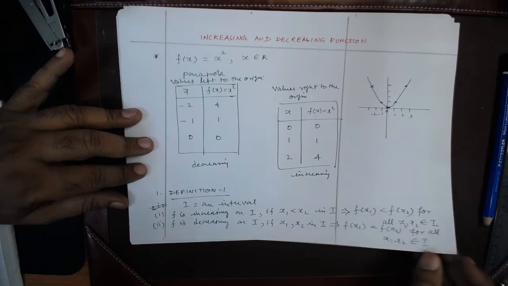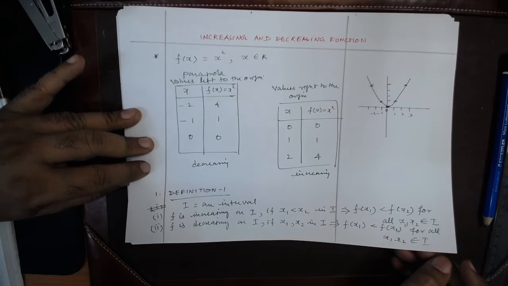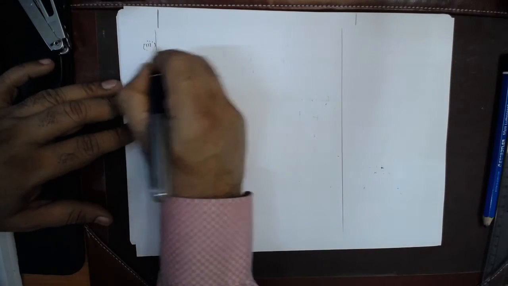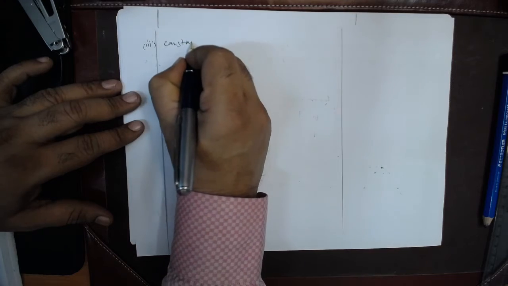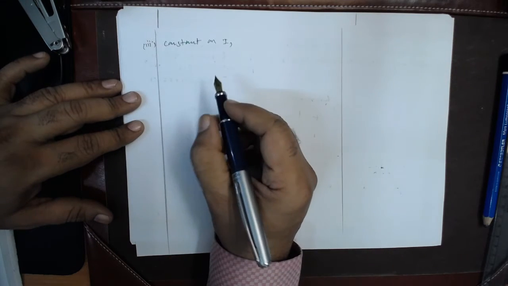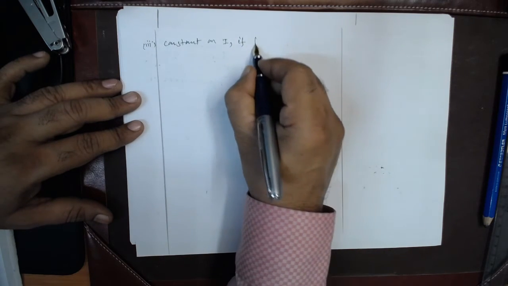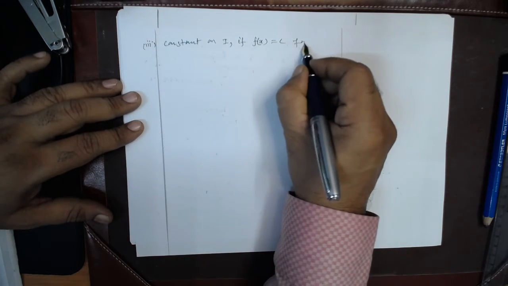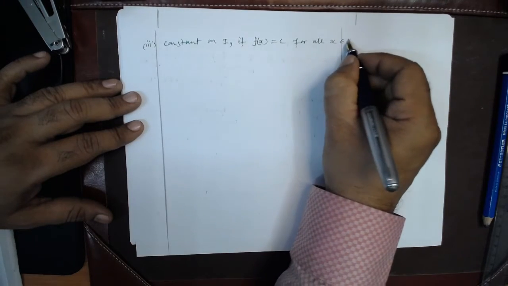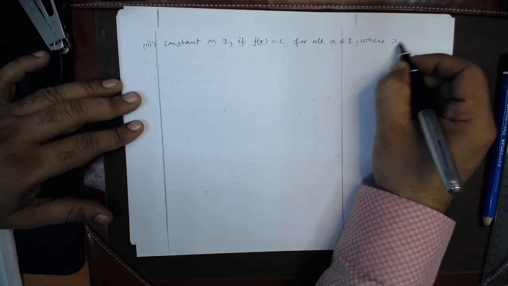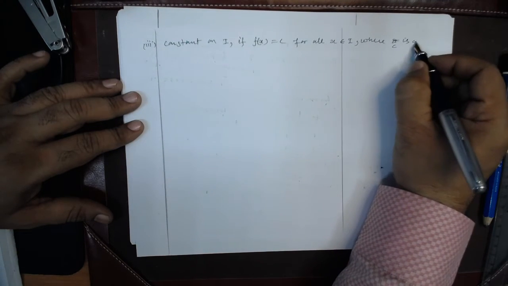And then the third one, the function is constant on I if f of x is equal to a constant, so for all x that belongs to I, f of x is c, where c is a constant.